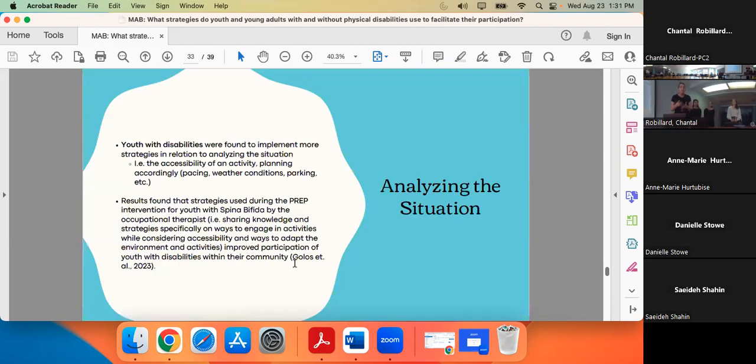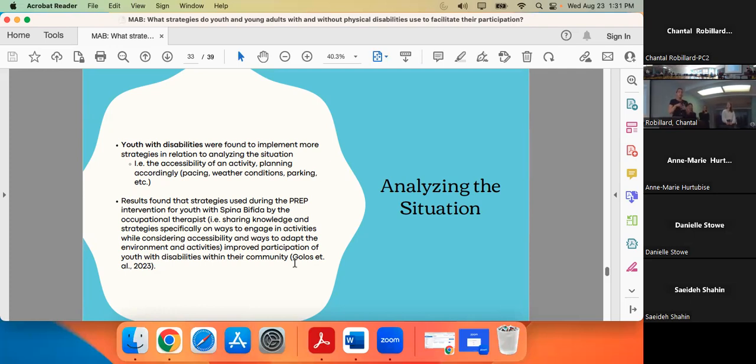In terms of analyzing the situation, youth with disabilities were found to implement more strategies in relation to analyzing the situation, as we mentioned, which pertains to the accessibility of an activity, planning accordingly, such as pacing, certain weather conditions, parking, and more. And results actually found used during the PrEP intervention for youth with spina bifida that OTs employed strategies such as sharing knowledge and strategies specifically on ways to engage in activities while considering accessibility and ways to adapt the environment and activities.